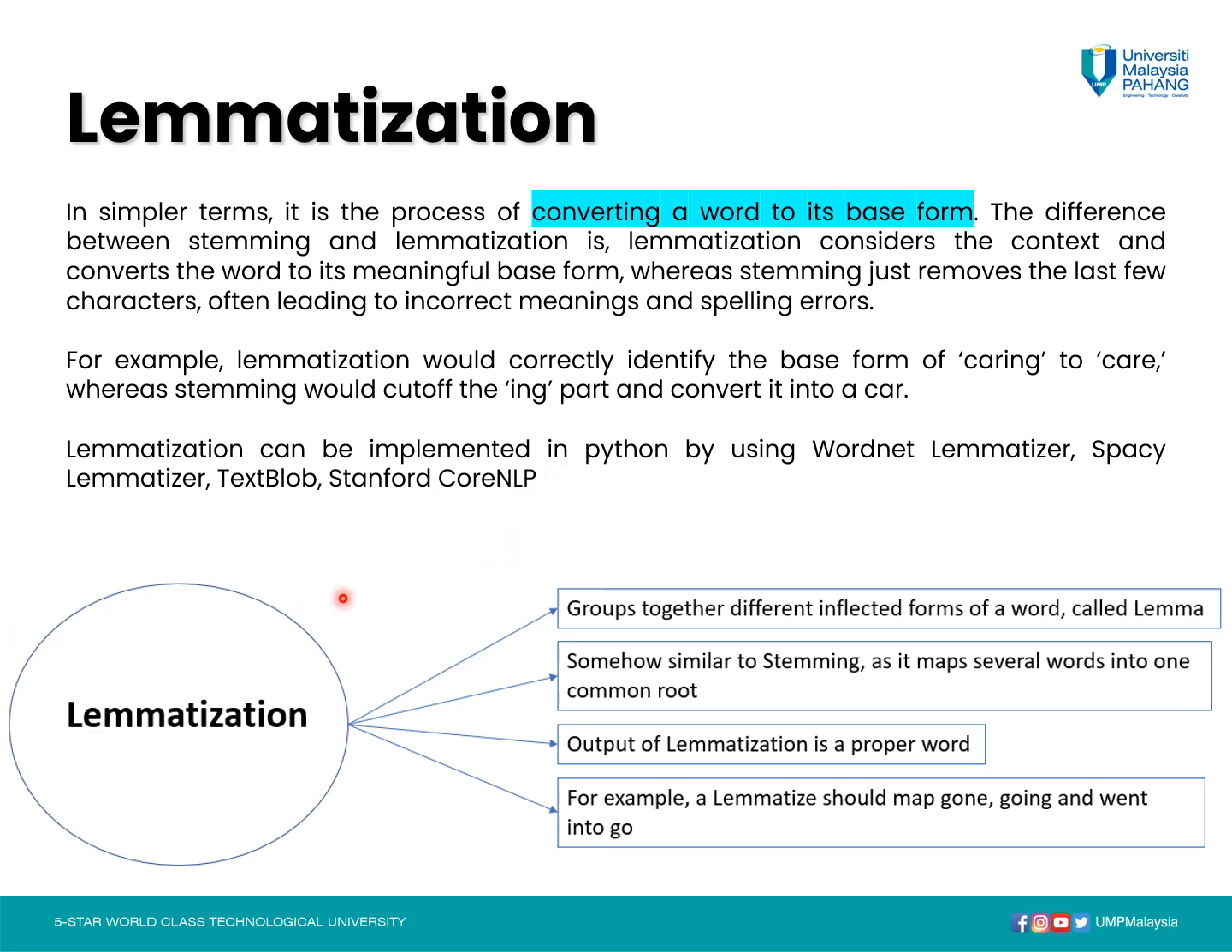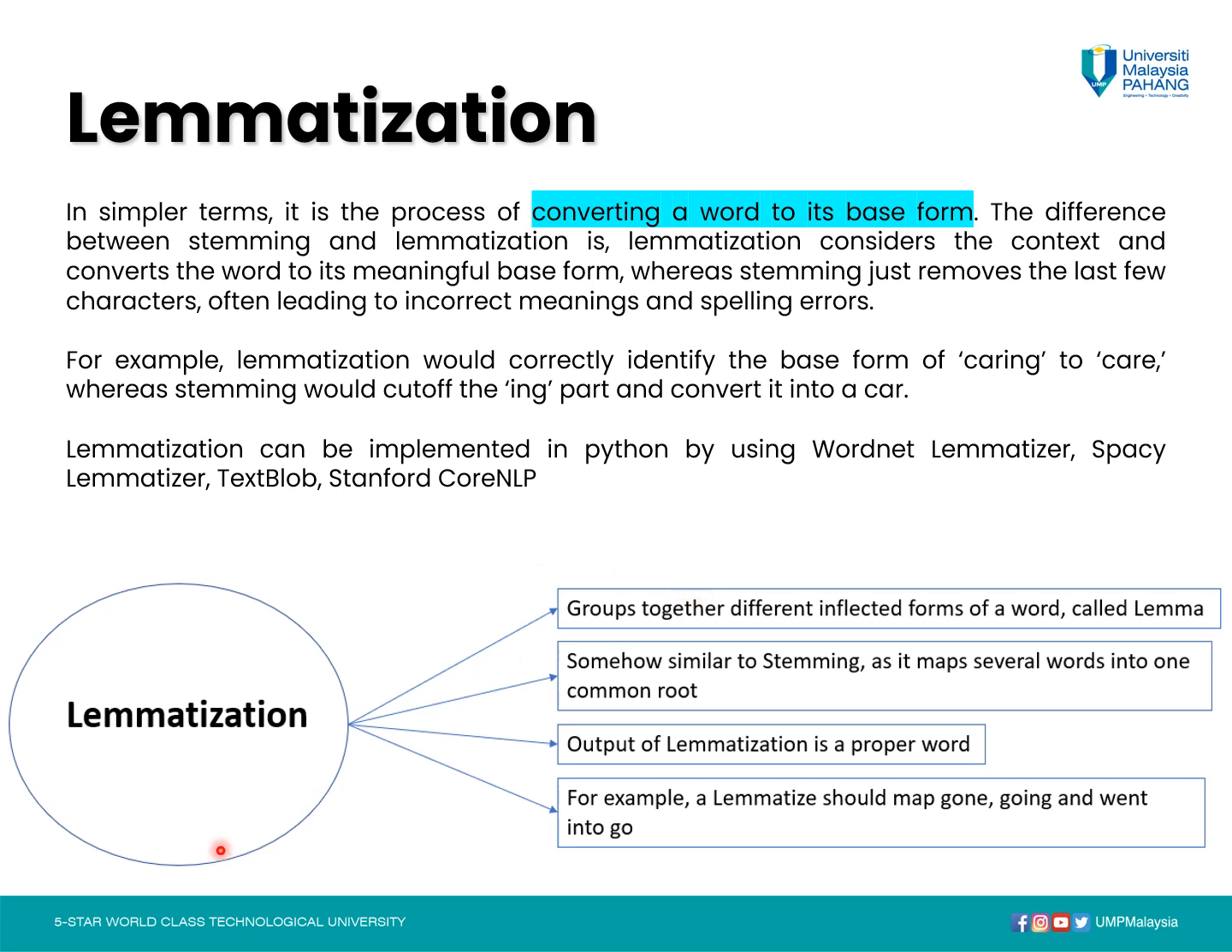For example here, caring: if we use lemmatization, caring will convert to care. But if you use stemming, it will remove the ing part, so it becomes car, and car is totally a different word. Care is the correct word for caring. It's not a car, it's not a vehicle. So you get the idea: lemmatization is more appropriate processing compared to stemming. Stemming can totally change the word meaning.